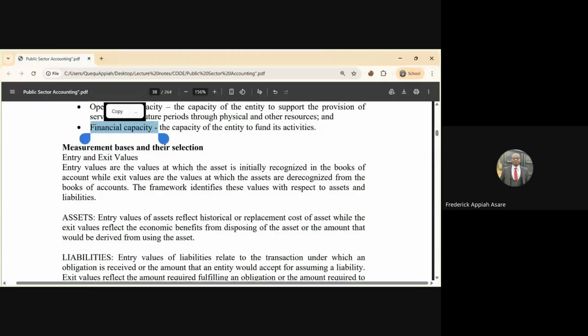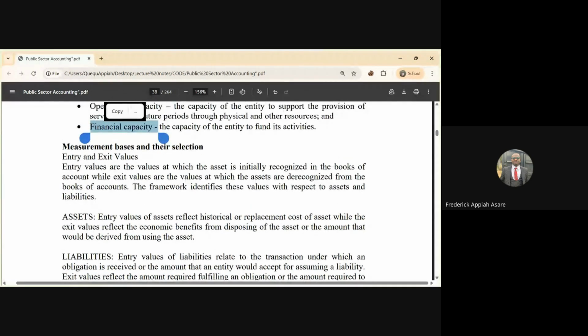Now, when you are doing measurement, there are things that you need to consider. That is the measurement basis and their selection. And the first measurement basis is the entry and exit values. The entry values are the values at which the asset is initially recognized in the books. So when you buy an asset, how much was recorded when it was first brought into the books? Then the exit value refers to the values at which the assets were removed from the books. So you can buy an asset for 30,000, but when you were removing it from the books, it was around 10,000. So that one is also a measurement basis.